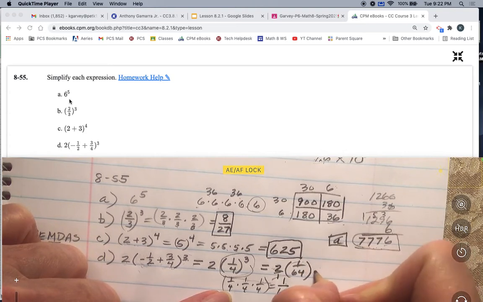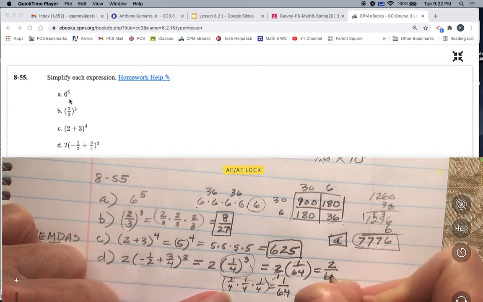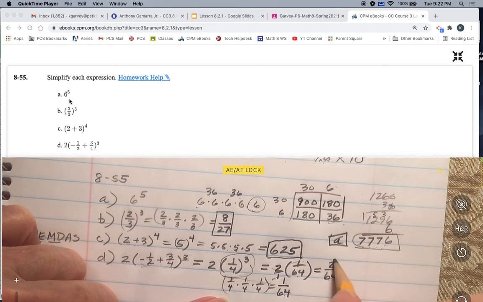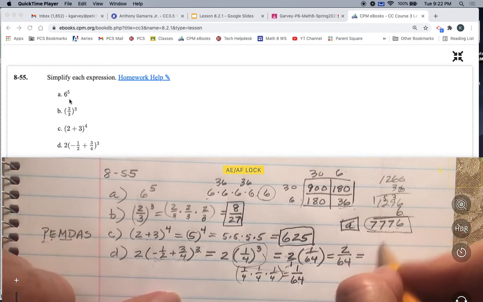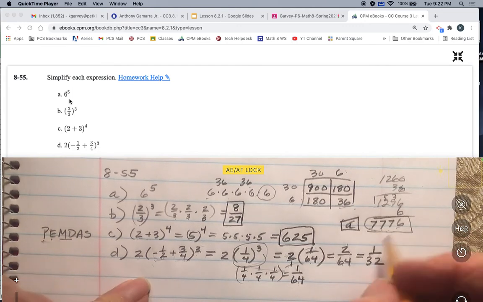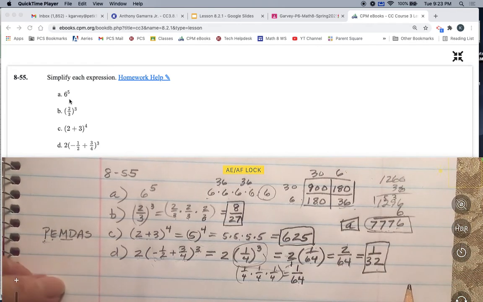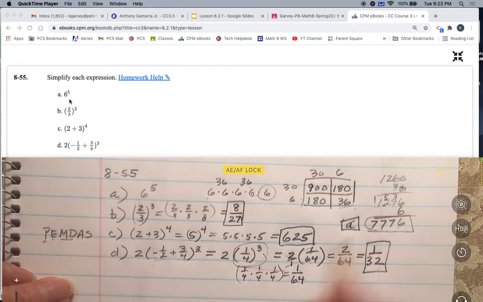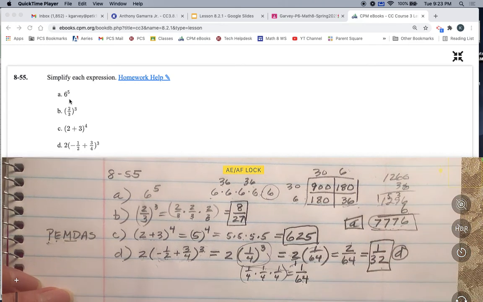We know this is really 2 over 1, so then we can multiply across. 2 times 1 is equal to 2, and 1 times 64 is equal to 64. But because both of these are divisible by 2, we can simplify this a little more. 2 divided by 2 is 1. 64 divided by 2 is 32. So this is the final answer, the most simplified form that we can get for D. I'm going to put a D right next to it because it's hard to tell. Okay, so there we are.